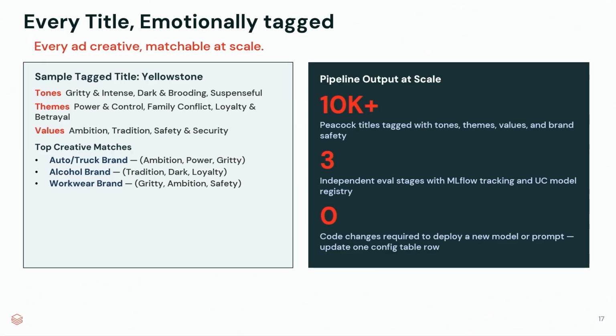But I think the more important piece here is the scale at which we're able to do this. We've tagged over 10,000 titles with relative ease, and there have been no code changes that needed to be made at all. We've set our notebooks up to run, and we haven't had to change those in months because everything is deployed via Unity Catalog.